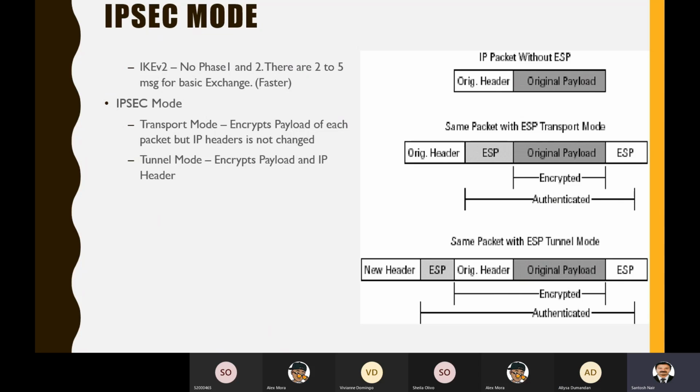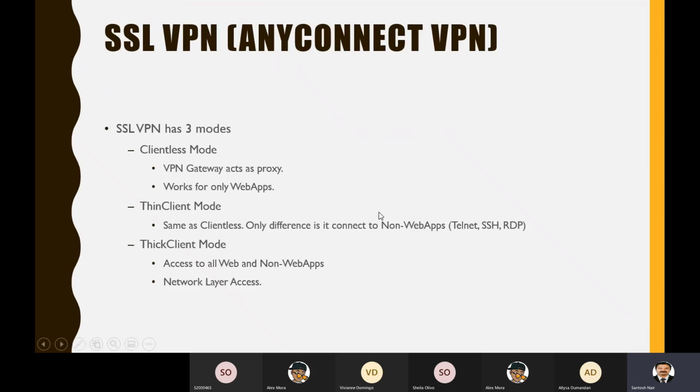But from the theory perspective, we should know that there are two IPsec modes. One is transport mode and tunnel mode. In transport mode, only the payload is getting encrypted, whereas the IP header will not change. So this part is clear. Yes, boss. Okay, Alex. Understood, yeah. So this is the basics for site-to-site VPN. Now we can go to remote access.